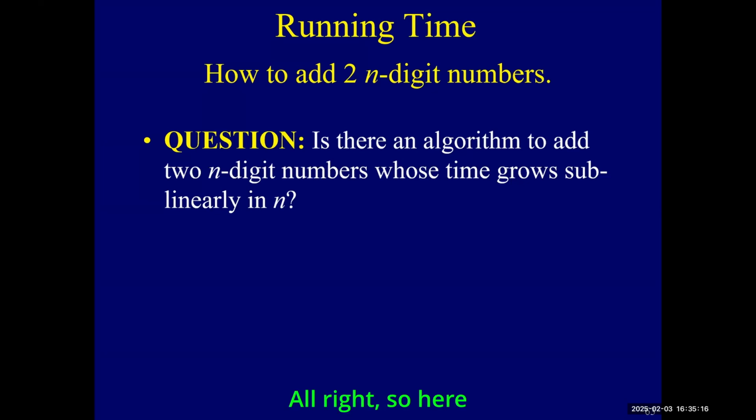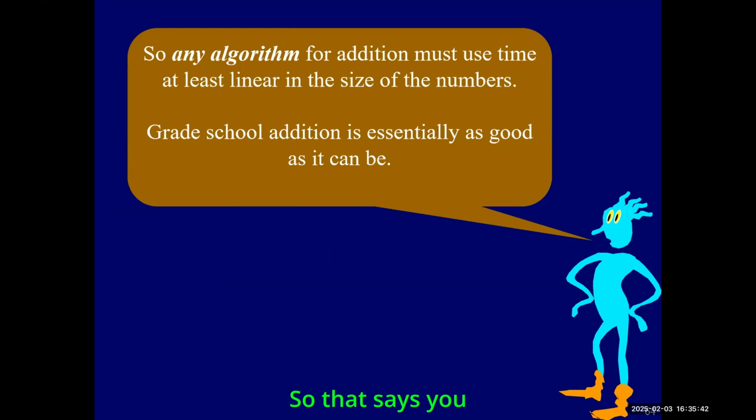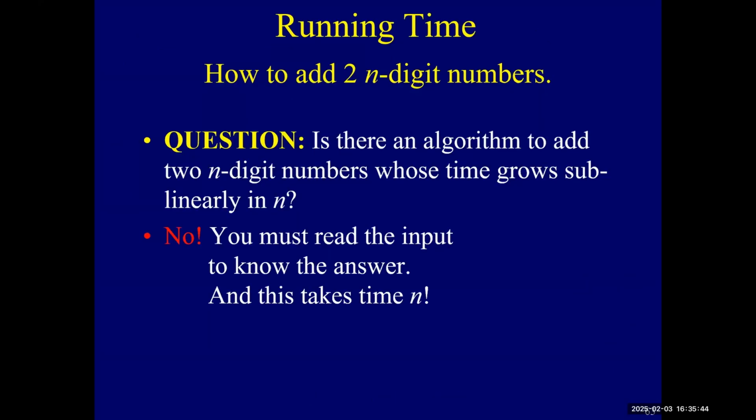All right, so here, let me answer the question. It takes you order n time just to look at the input, right? Because all I can do is look at one number per iteration. So it's going to take me n time just to look at the input. And if I haven't looked at the input, I don't know the answer, right? So that says you can't do it faster.